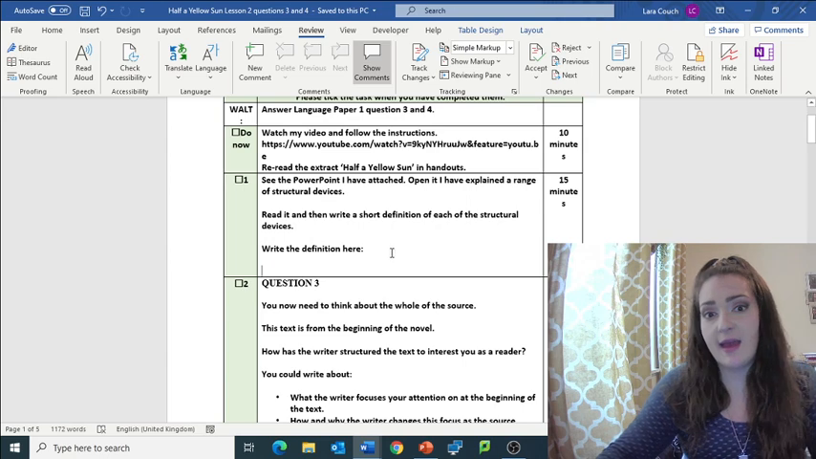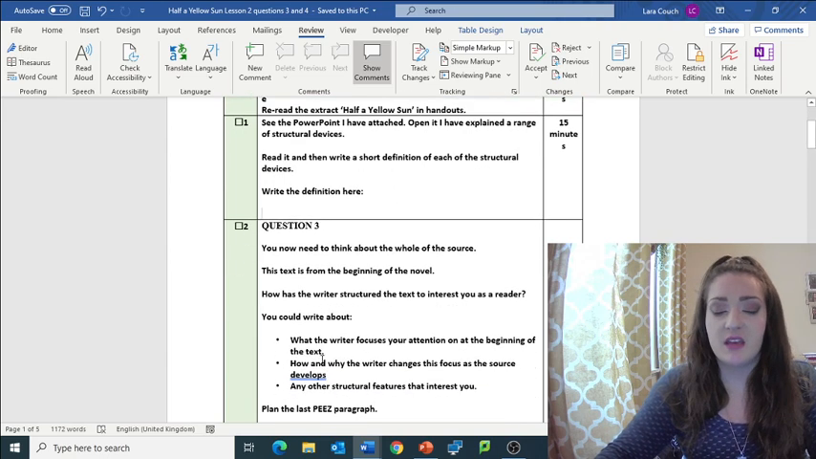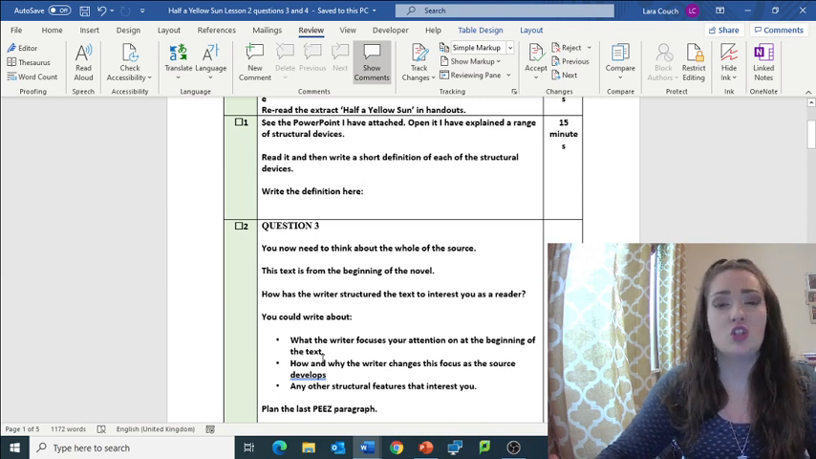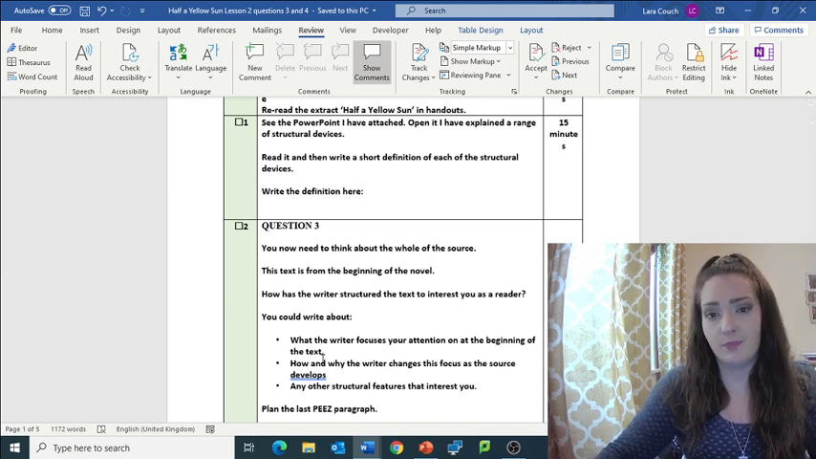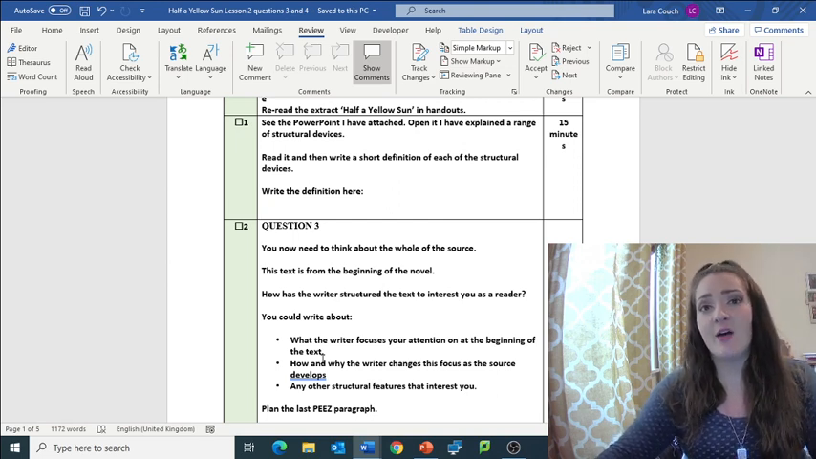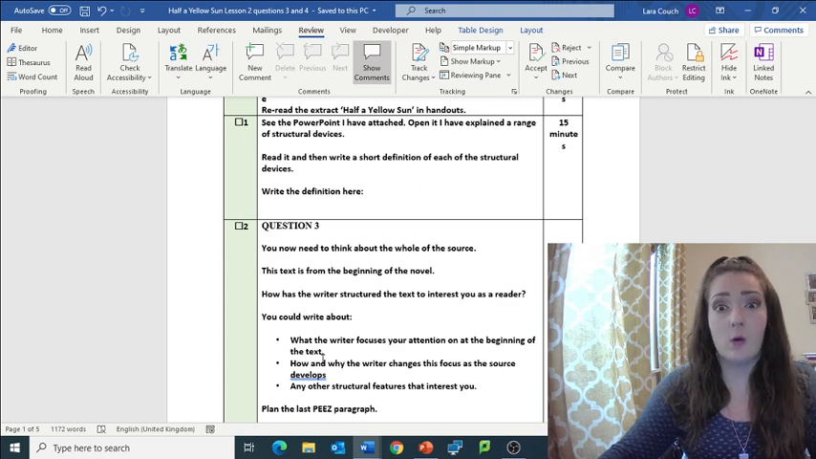Hopefully you've done task 1 now, and we're starting back up for task 2. So task 2, we're having a look at question 3. Question 3 is a purely structural question. With every question 3, you'll be looking at the whole source of the text, because it will want you to analyse the beginning of the text and how the structure progresses, so where the story goes and why.